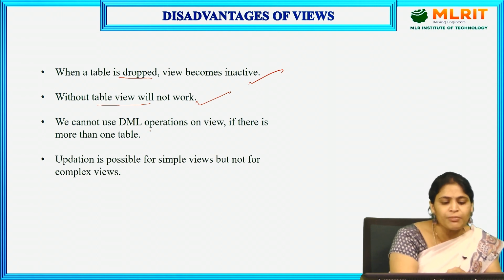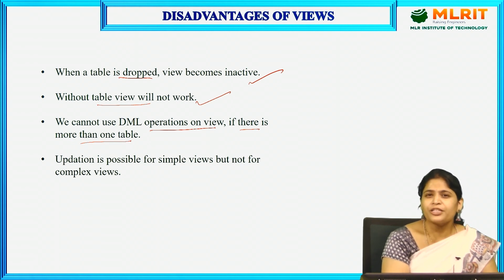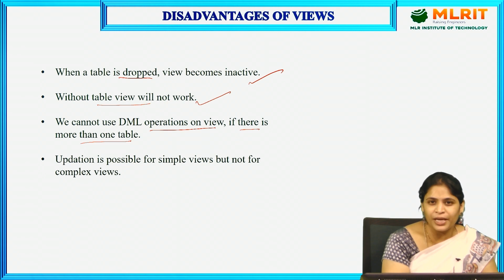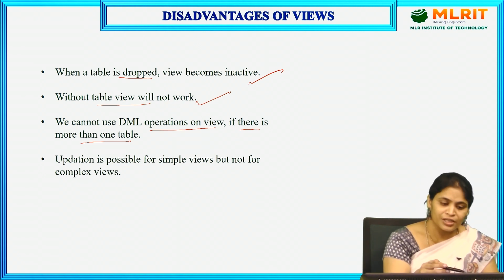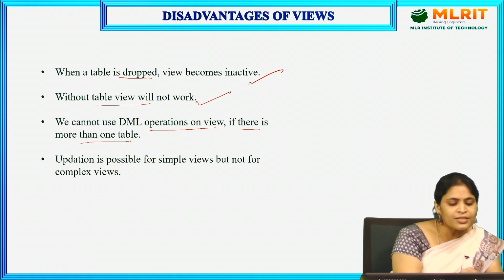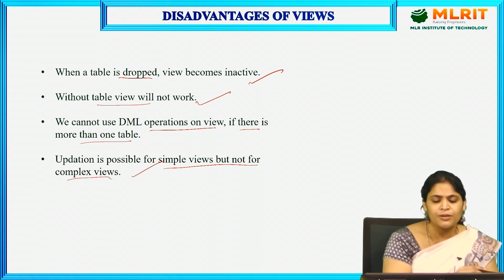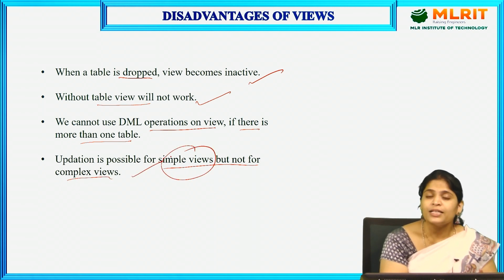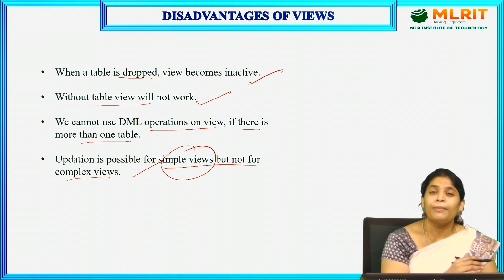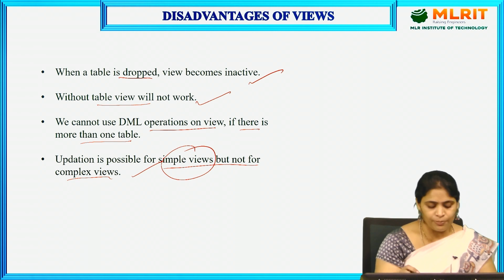We cannot use DML operations on the view if there is more than one table. DML operations here mean updations. So we cannot update a view, which we have already discussed in the view updation concept, if the view has been created by using multiple tables. The last point is updation is possible for simple views but not for complex views. Simple views are the views created by using a single table. Complex views are the views constructed by using multiple tables.